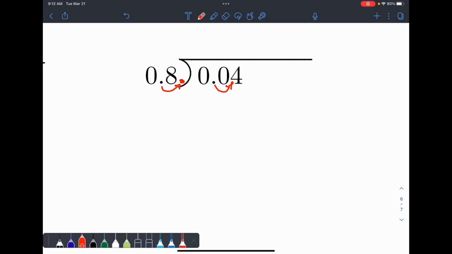Okay, I'm going to do the math right here. So what we have now is we have 8 for the divisor, and we have 0.4, here's the decimal place, for the dividend. So let's do the math. Okay, so how many times does 8 go into 0? It doesn't. We can put a 0 up here. How many times does 8 go into 4? It doesn't. So we can put a 0 up here, and we need to add another 0.